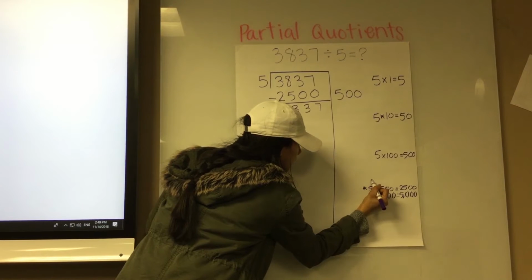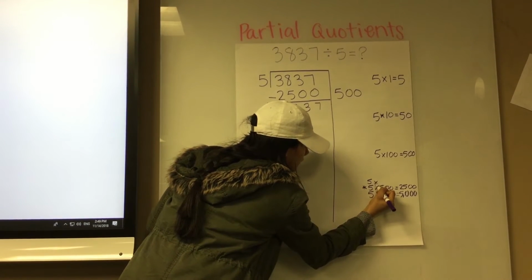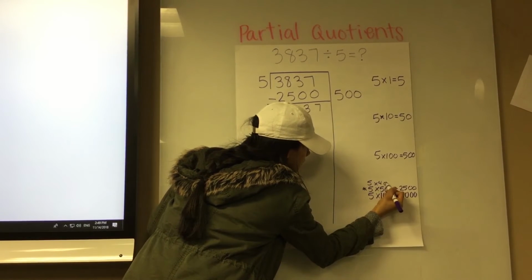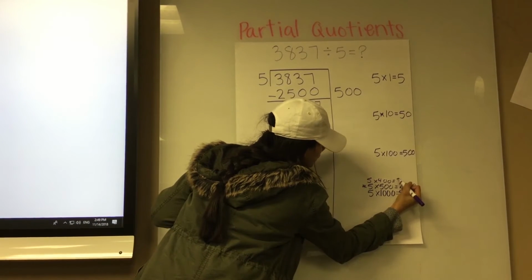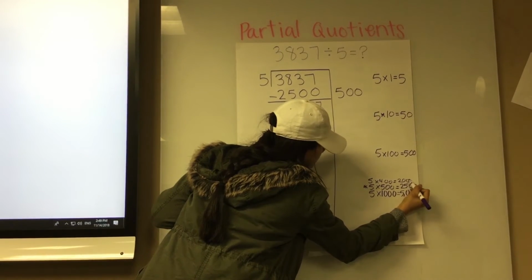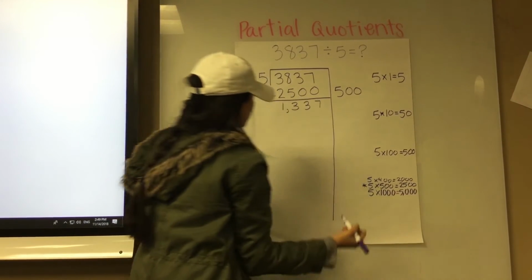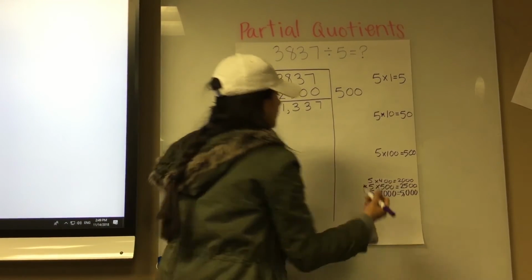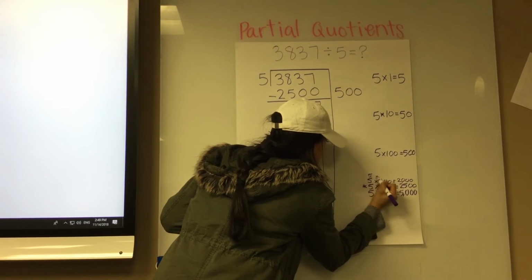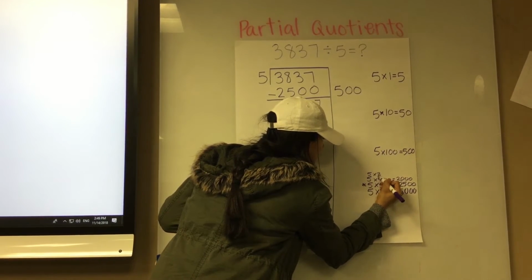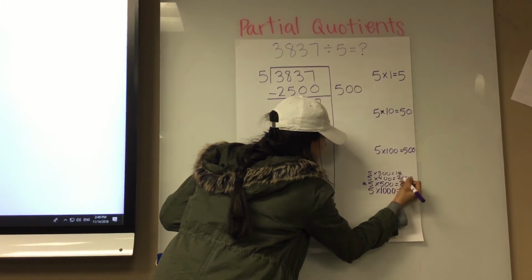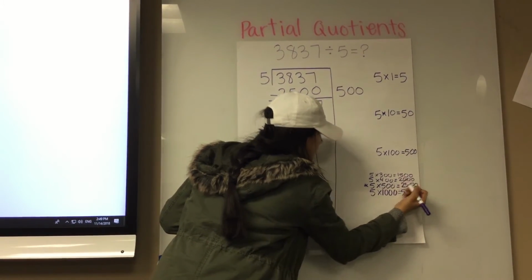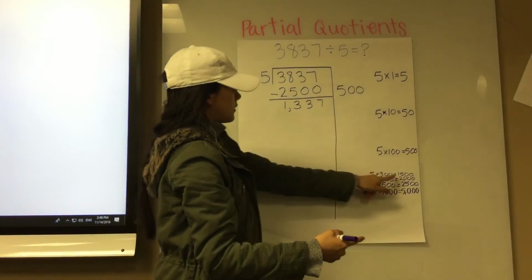So we'll try 5 times 400 equals 2,000. And that still won't fit into our 1,337. So we'll go a little bit smaller. 5 times 300 equals 1,500. That still won't fit. So we'll go a little bit smaller.